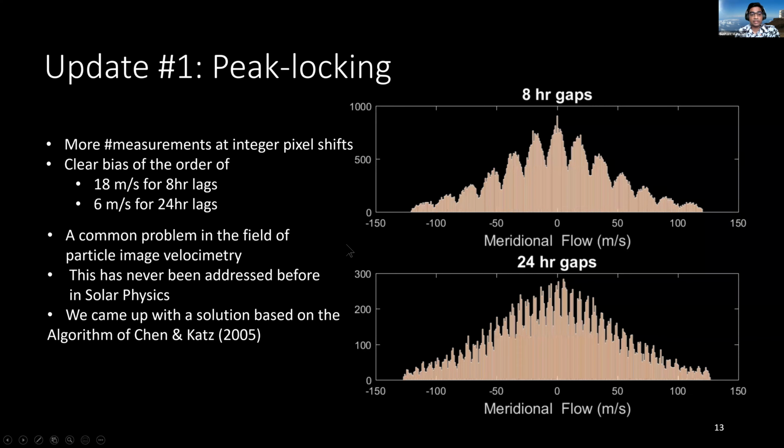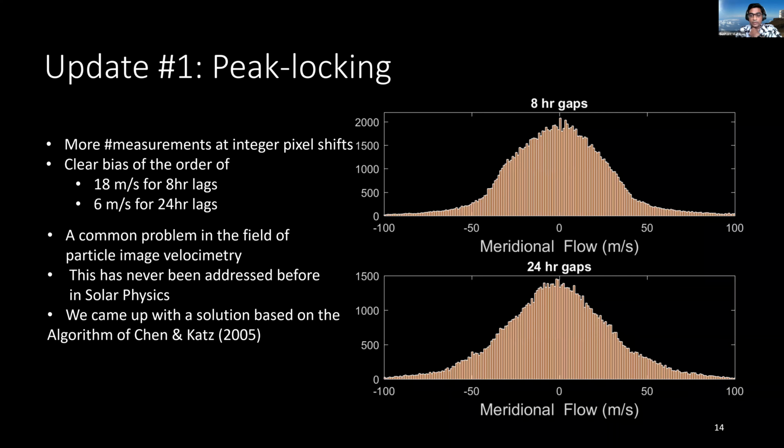This bias usually is around 0.1 pixel. And if you're looking at 8-hour time lags, a 0.1 pixel bias means 1.8 meters per second. That's significant. If you're looking at a 1-hour lag, then the 0.1 pixel bias can completely overpower your meridional flow. So we thought it was important to address this.